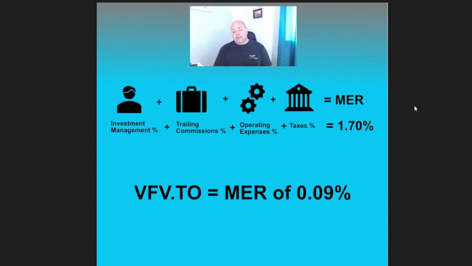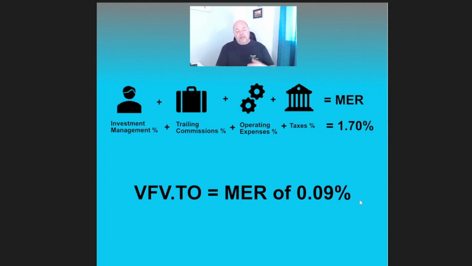So these are the expense ratios. This is kind of an example of what it is. You can see here in the chart, these are what add up to the MER. And this is what the average is for a lot of mutual funds that you buy. And this is what it is for Vanguard's VFV index fund. It's 0.09%. You can look this stuff up on their site.